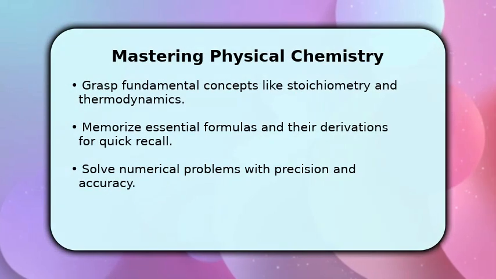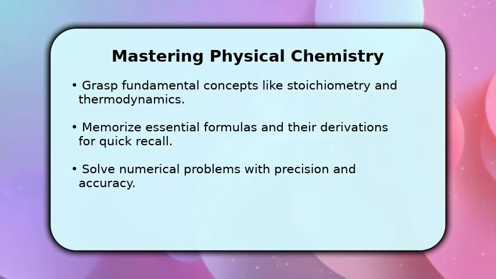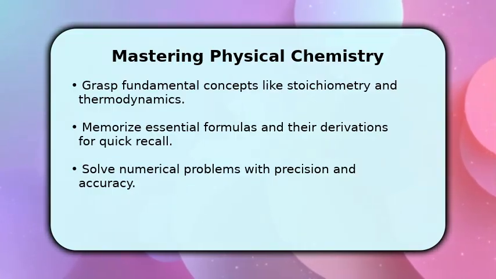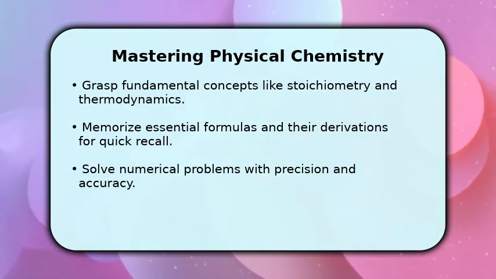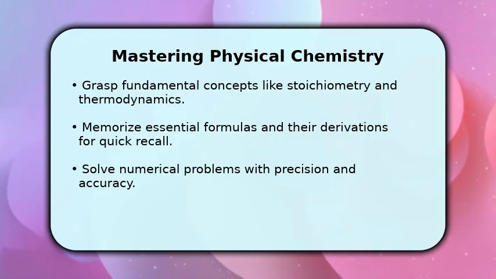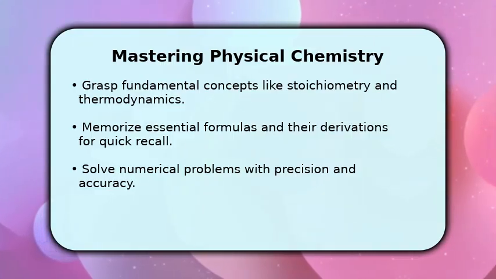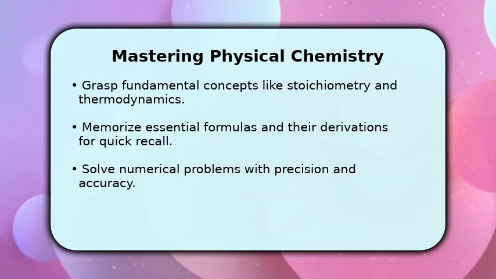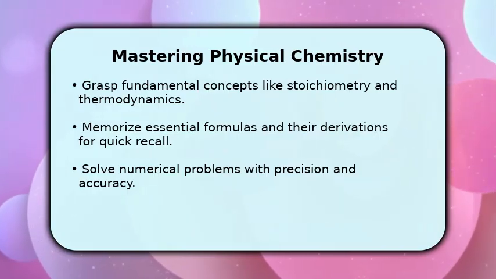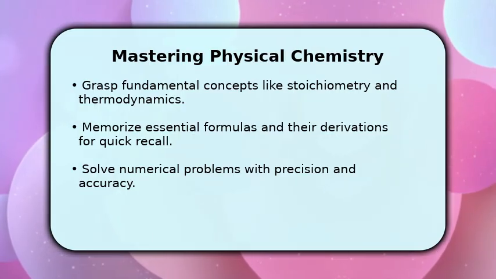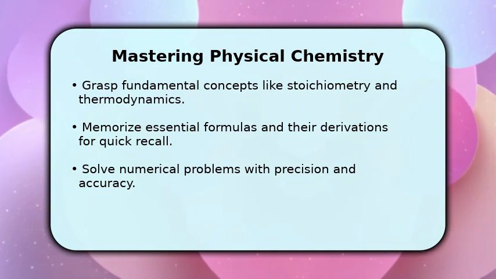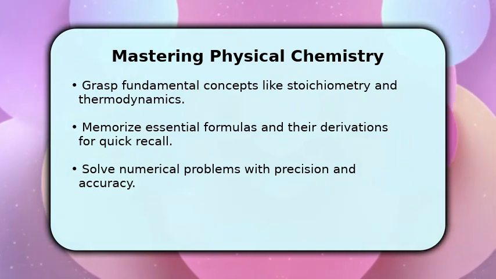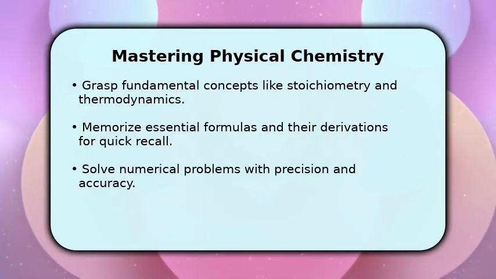For physical chemistry, begin by grasping fundamental concepts such as stoichiometry, chemical kinetics, and thermodynamics. There are often around 10 to 12 numerical problems in the exam, so memorizing essential formulas and their derivations is vital for quick recall. Practice solving a wide range of numerical problems with precision, aiming for accuracy in your calculations. Understanding how principles apply in various scenarios will solidify your knowledge and improve problem-solving speed.